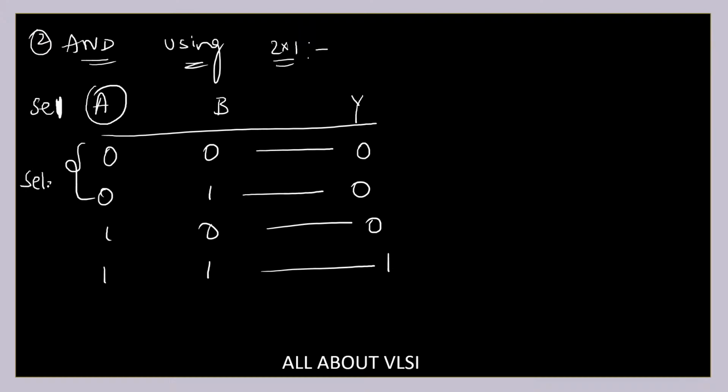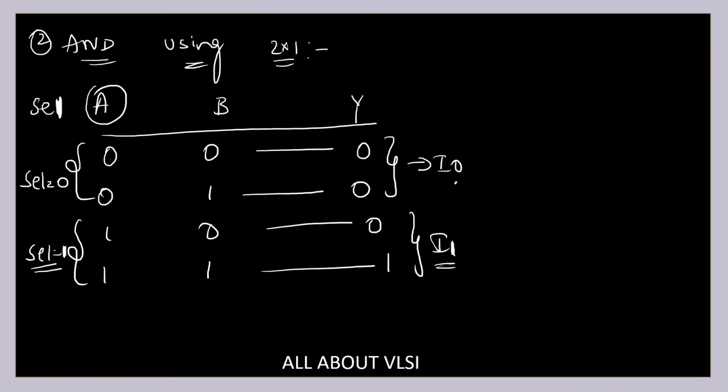So select line is equal to 0 and select line is equal to 1. For this reason, continuously you have 0, 0, and 1, 1, right? So that's the reason I'm taking A as my select line. Now, if I take A as my select line, what is my Y over here? This is my I0, and this is my I1.